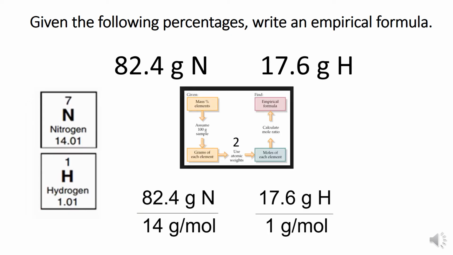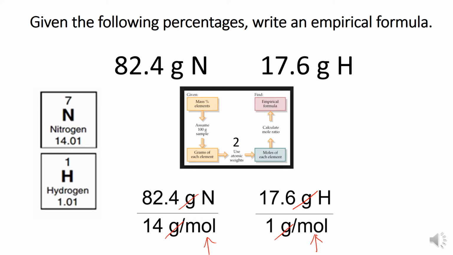So if we take the 82.4 and divide by the 14, hopefully you notice that the gram unit is going to cancel, leaving us with units of moles, and the same thing for the hydrogen. We're going to take that 17.6 and divide it by its atomic mass, which happens to be 1. Once again, the unit that's going to be canceling here is going to be the unit of a gram. And we can visualize that the grams cancel, leaving us with the unit of a mole.